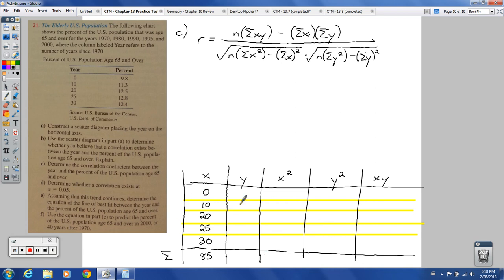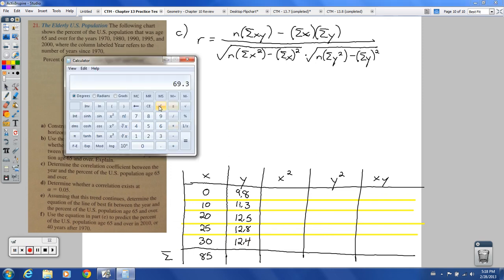The sum of the y values, that one I'm going to have to use a calculator on, or it'll be a lot easier if I do. So 9.8, 11.3, 12.5, 12.8, 12.4. I'm going to add all those together, see what I get. 9.8 plus 11.3 plus 12.5 plus 12.8 plus 12.4. 58.8 it is.